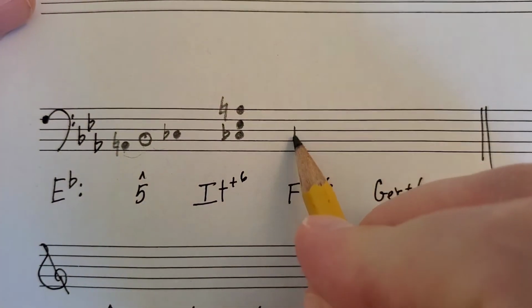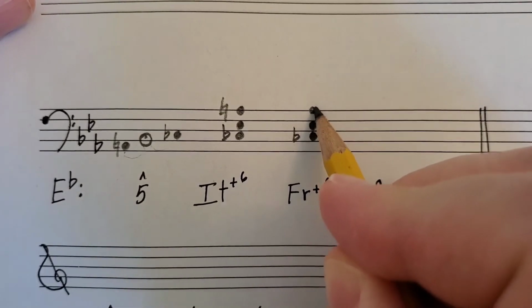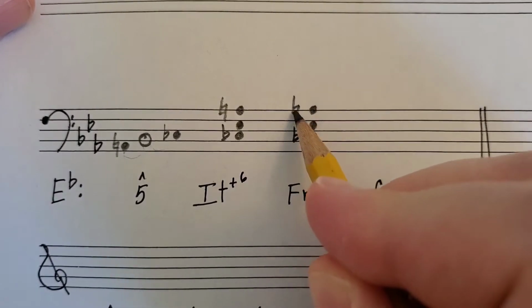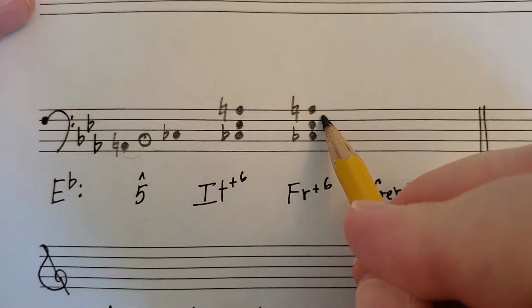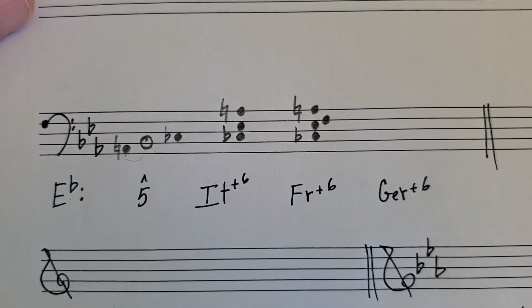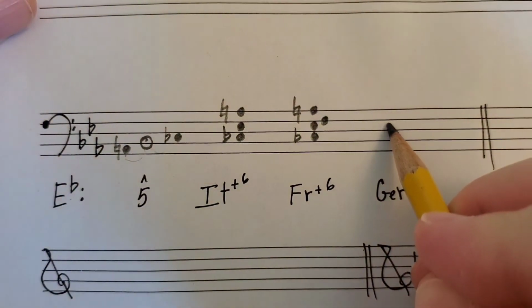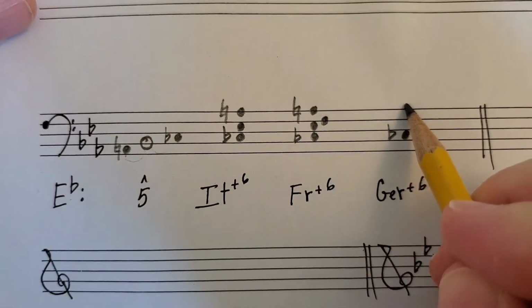Now, the French has the same 3 notes as the Italian, with the addition of scale degree 2. So in the key of E flat, that would be F. Okay, and then the German chord, again, always spell the Italian first. So here's the Italian chord.